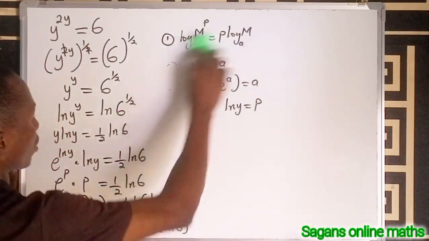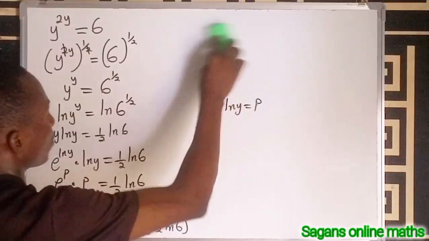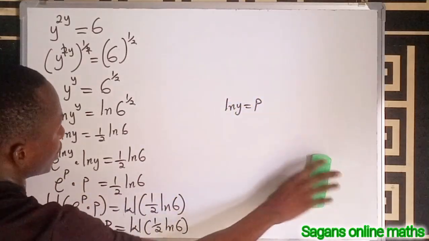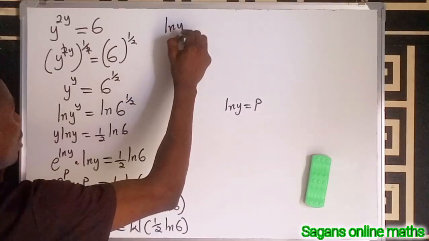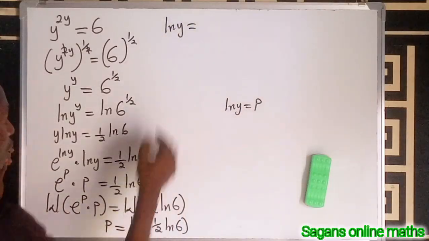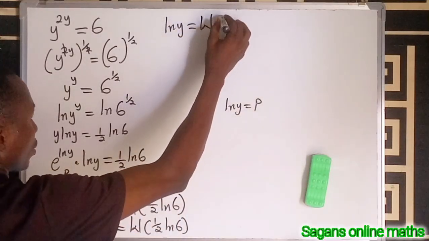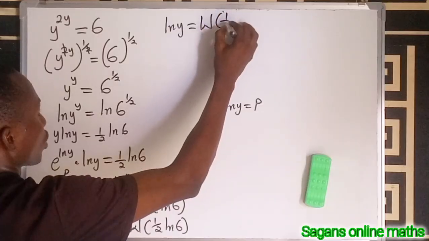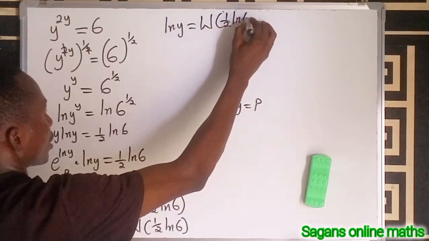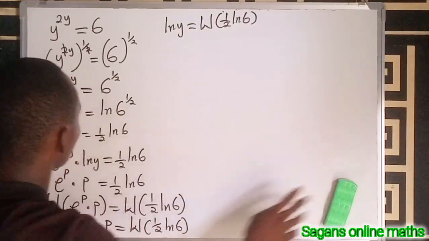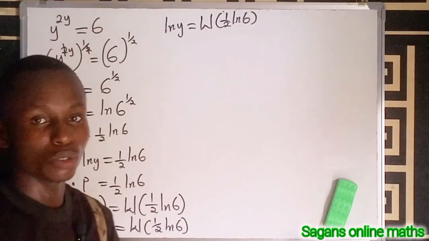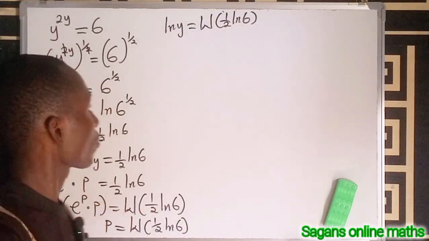So let me remove this from here quickly. But remember our p, look at p. That means ln y is equal to p, which is the W function of 1 over 2 ln 6, right? Wow, this is amazing. So what are we going to do here? Because our target is to determine the value of y.